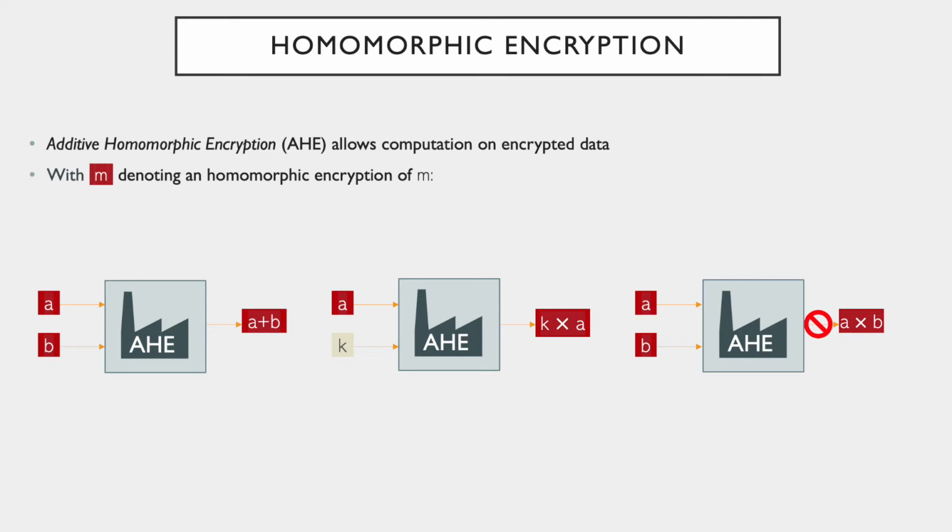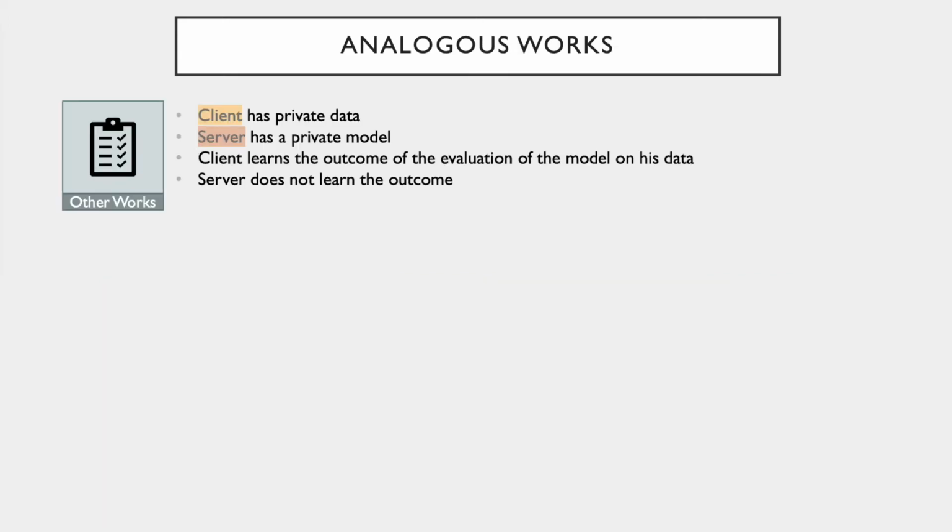From now on, when a value is written in white with a red background, it is an additive homomorphic encryption of this value. There exist several analogous works on this topic. In the previous work, the client has a private sample, the server has a private model, and the client learns the outcome of the evaluation of the model on his samples, meaning he learns the class of his sample. But the server does not learn the outcome of the evaluation.